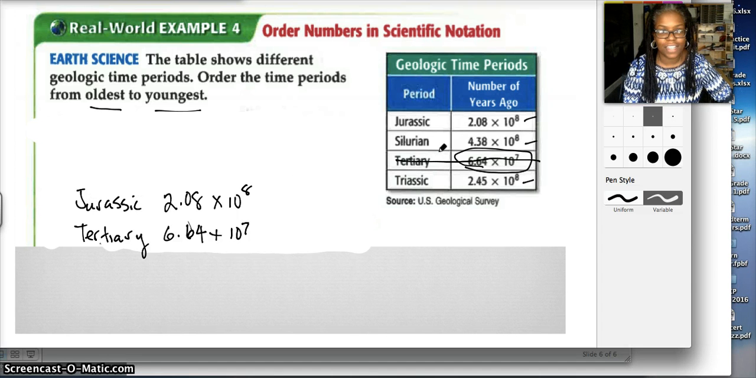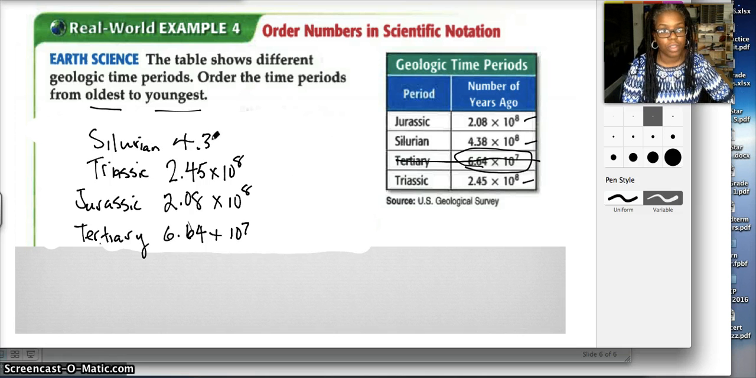And I think you can follow along and do the other ones pretty simply. 2.45 for the Triassic period, and I'll put that here. And finally, we have the Silurian period, which is the oldest, which is 4.3 times 10 to the 8th years ago.